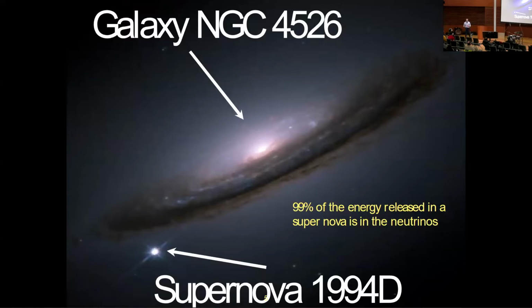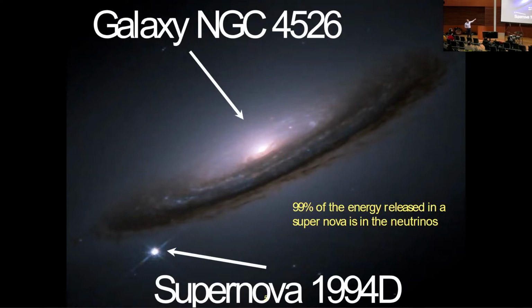Neutrinos are also born in some of the most cataclysmic and violent processes that happen in the universe, supernovae. So here we've got a picture of a galaxy, and you can see where the top arrow is pointing is towards the center of that galaxy. And you can see how bright that center is, where all these stars are packed together in the center of this galaxy. If you look down to the lower left corner where the other arrow is pointing, that's a supernova that went off. It turns out it went off in 1994.